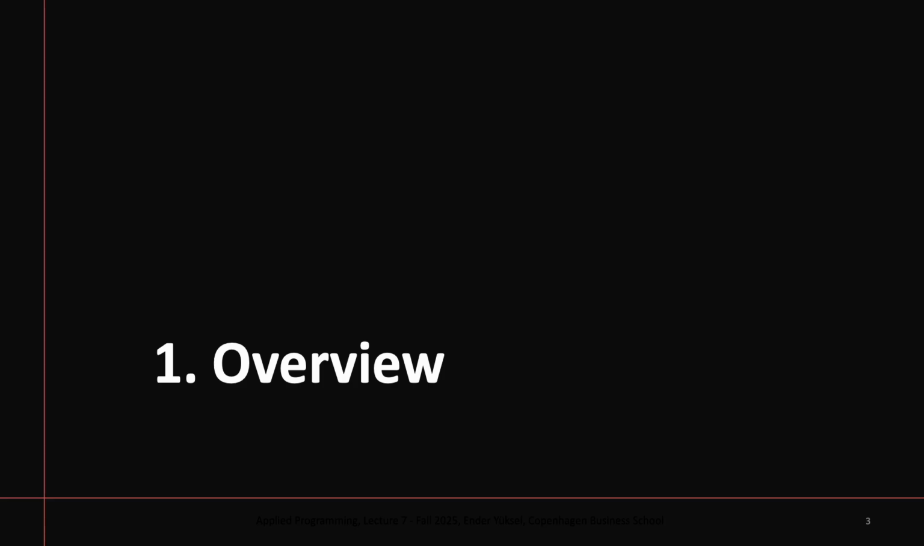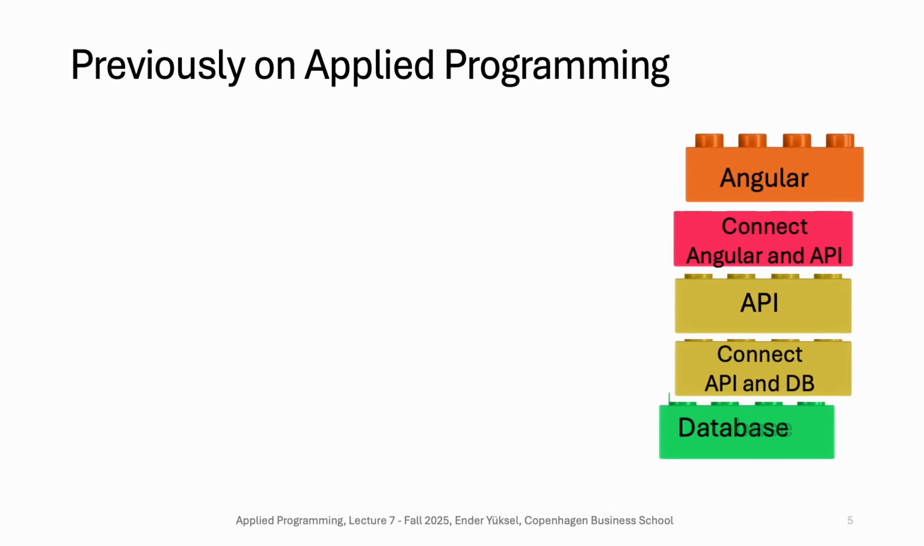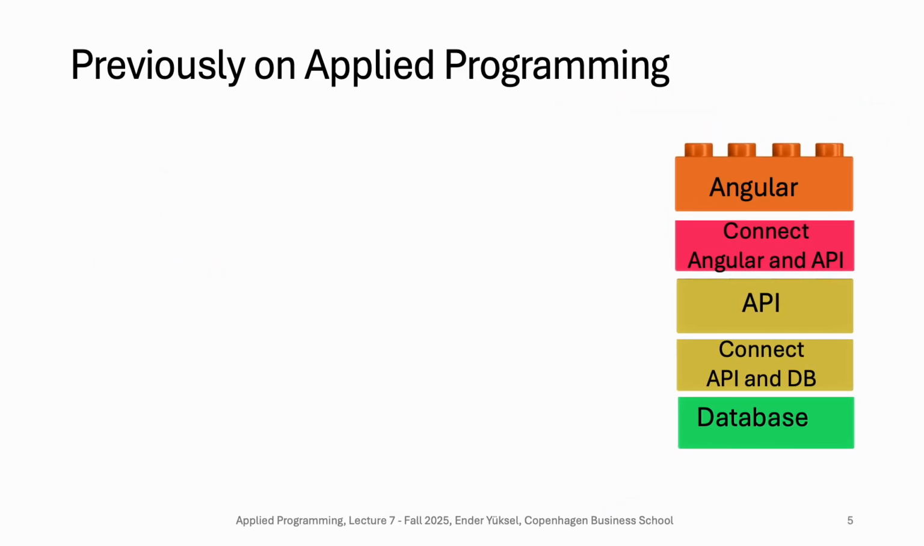Overview. Previously on applied programming. You'll remember that last time we sort of described what we have learned so far as different building blocks, and then we put these building blocks together. In the end, we have this layered structure.